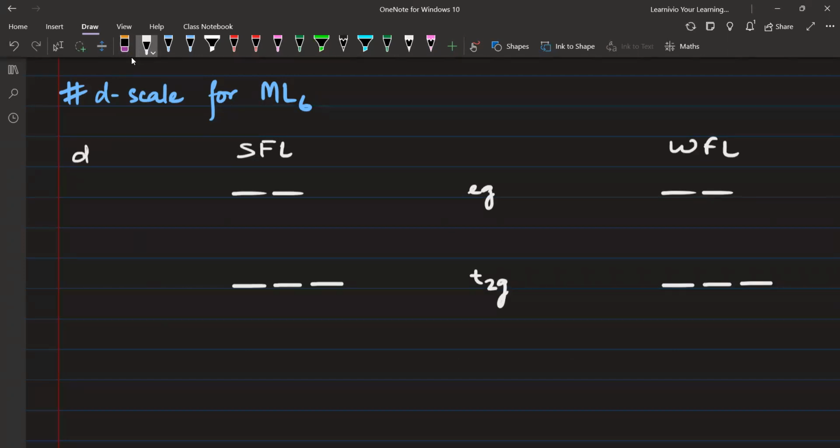When you are in D1, achha, which is lower in energy? T2G is lower in energy or EG is lower in energy? Tell me guys. Which is lower in energy, EG or T2G? T2G is lower in energy.